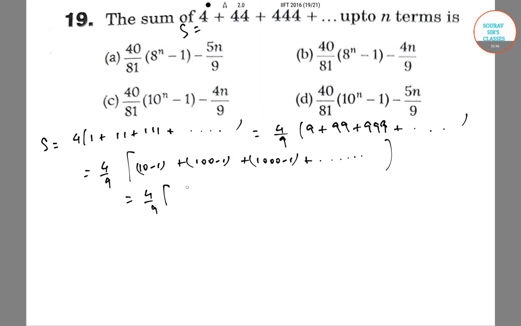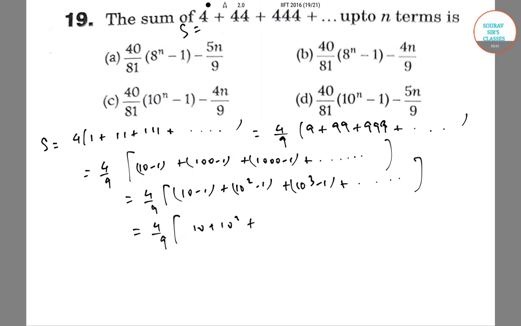4 by 9, 10 minus 1 plus 10 squared minus 1 plus 10 cube minus 1. It goes on. So 4 by 9, 10 plus 10 squared plus 10 cube, and this goes on, and minus 1 n times, so minus n.